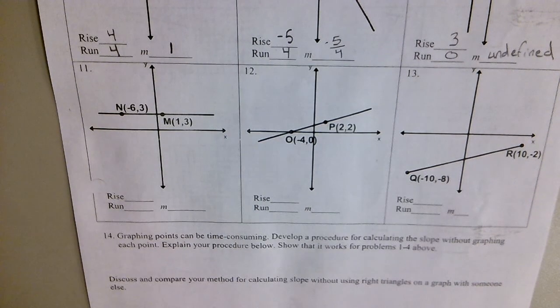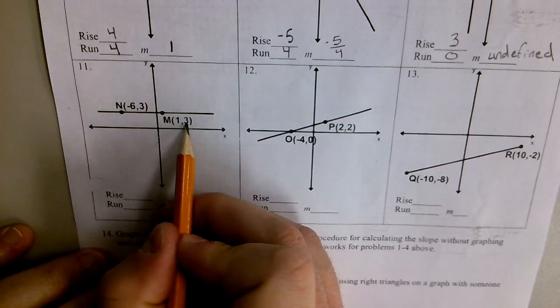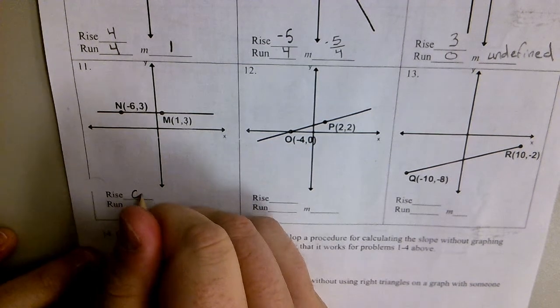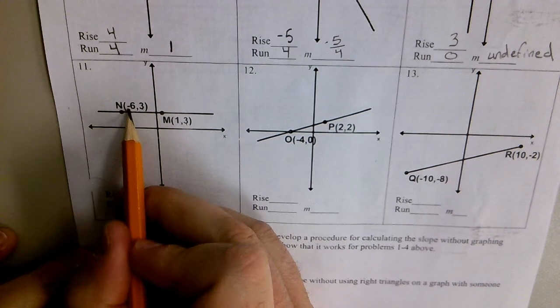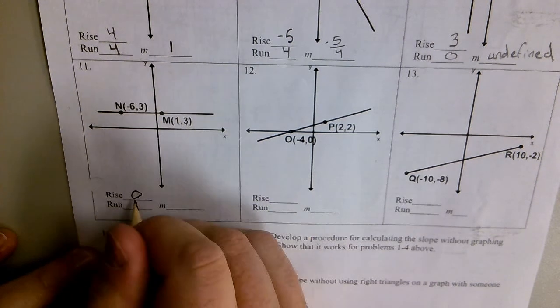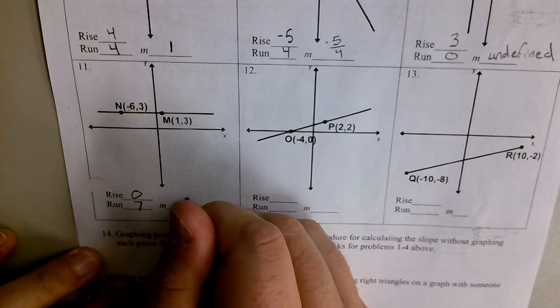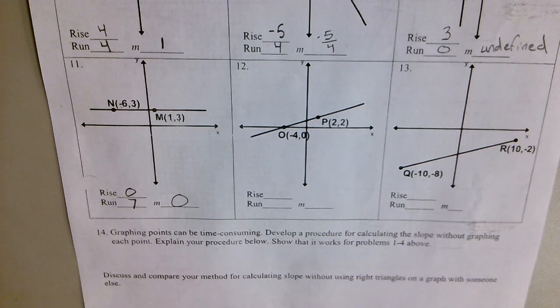Then in number 11, on the left side we have 3, and we're going to 3. So the rise is 0. The run, we're going from negative 6 to 1. So that's 6 to get to 0 plus another 1 is 7. So my slope is 0 over 7, or to make it a little bit simpler, it's just 0.